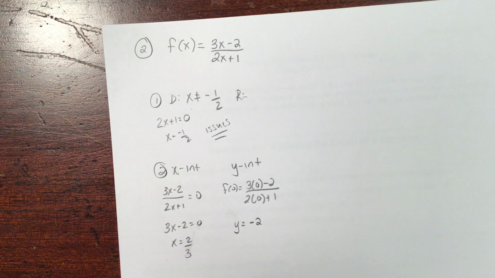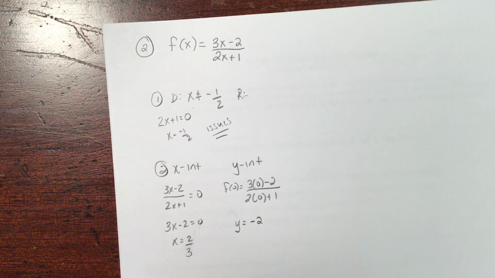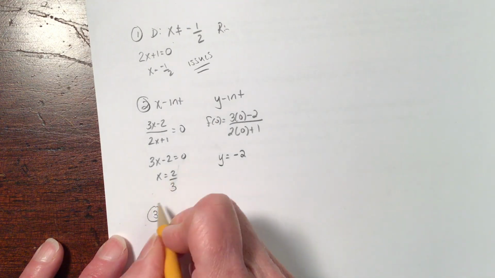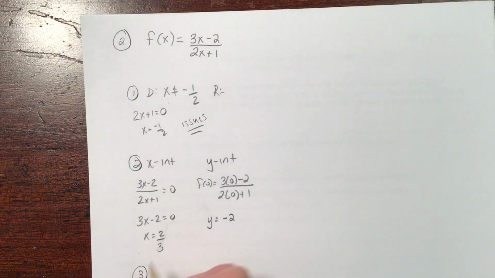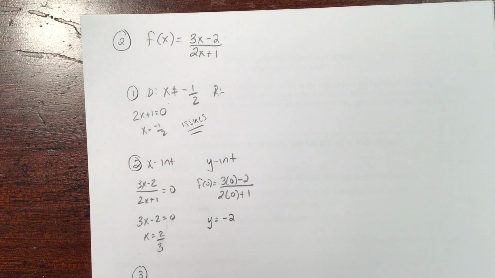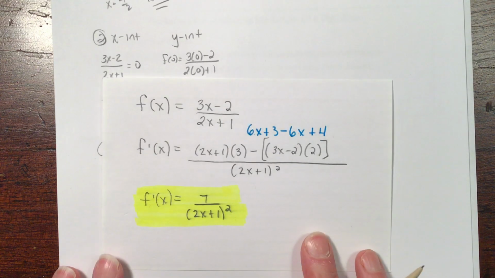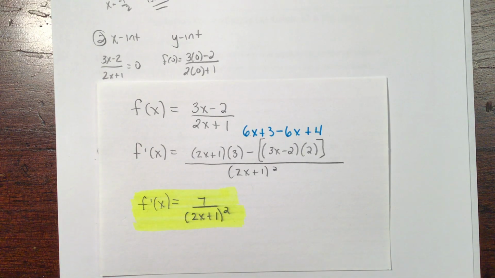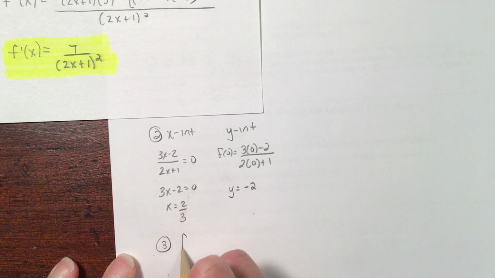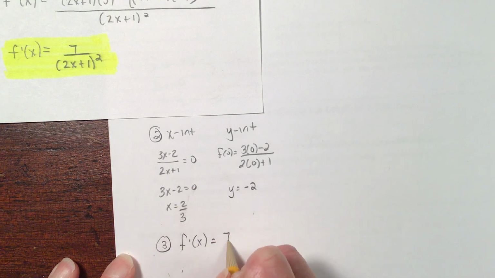Now let's see what happens with our increasing and decreasing and our maxes and mins. For that we're going to look at the first derivative. So if my original function is here, I'm going to have to use the quotient rule. Now I'm going to give you a few minutes to work out the quotient rule on your own. You could check my notes here. If you want to pause the video, you can. But ultimately, after you do all your work, you should get the first derivative to be 7 over (2x + 1) squared.